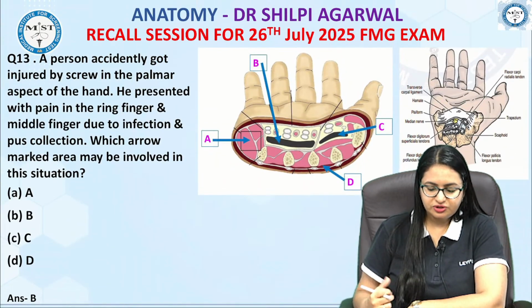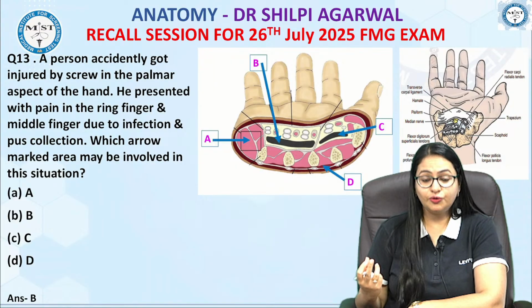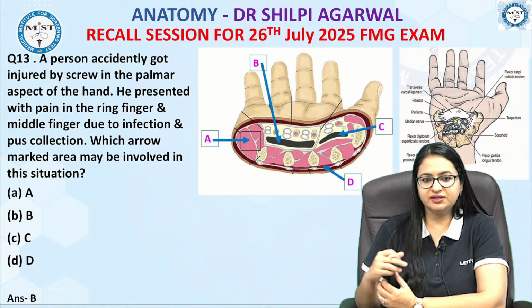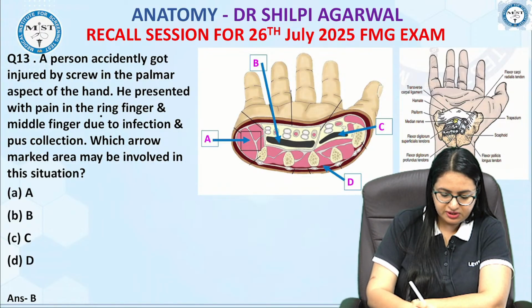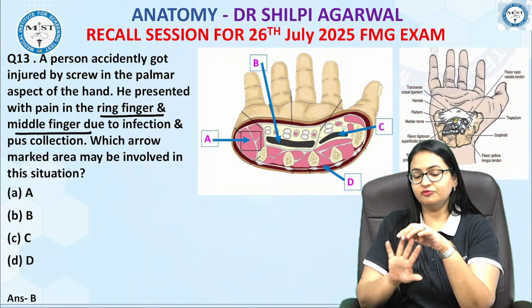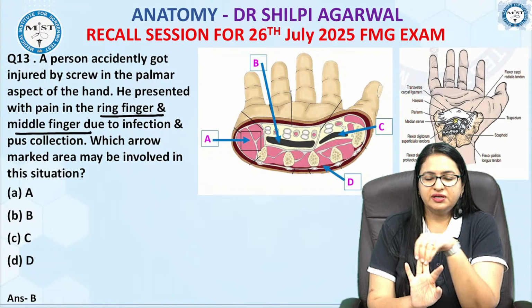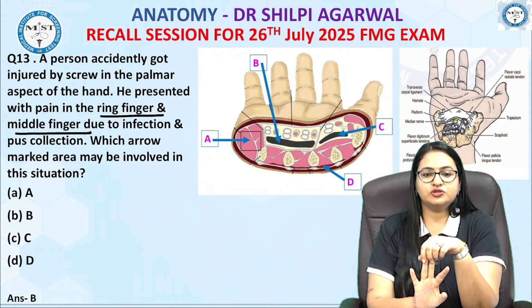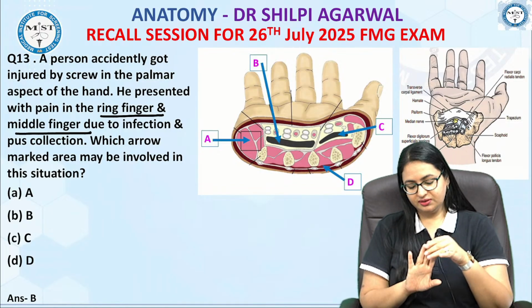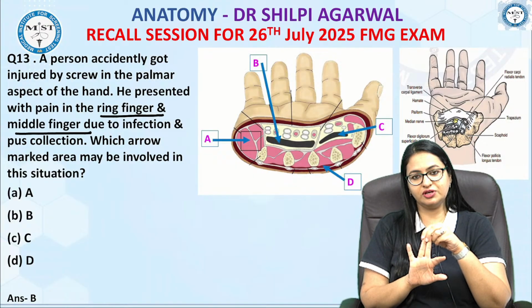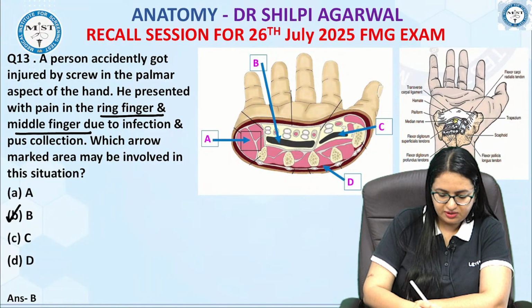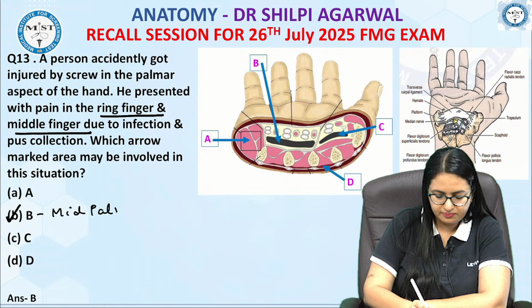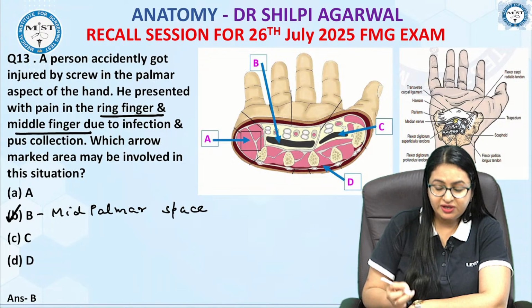Now coming to the next question, the question is the person accidentally got injured by a screw in the palmar aspect of the hand, and he presented with pain in the fingers which are mentioned. So this is the keyword here, what fingers are actually mentioned here, the ring finger and the middle finger. And here the pain is there due to the infection and the pus collection which is present here. The point is which area can be affected, so that the infection has reached the ring finger and the middle finger. So for this we say the answer is A, which is mid palmar space. Okay, it is the mid palmar space.